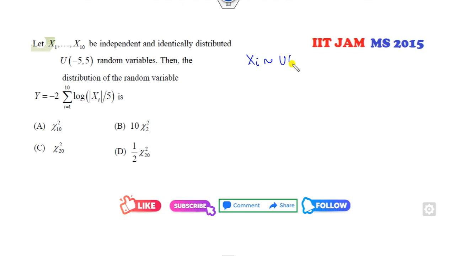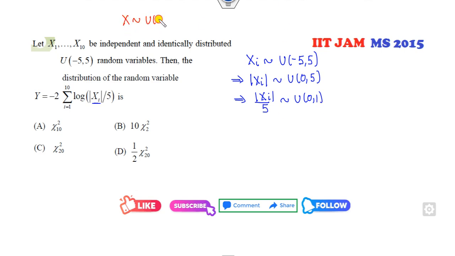Xi's will follow my uniform distribution of minus 5, 5. Your target is to write in the chi-square. What is the mode of X? Mode of X will follow the uniform distribution of 0, 5. Fine. Then mode of Xi divided by 5 will follow the uniform distribution of 0, 1. Now what I gave you in the earlier tips, if minus ln of x will follow exponential distribution, so it means minus ln of xi divided by 5 will follow the exponential distribution of 1.